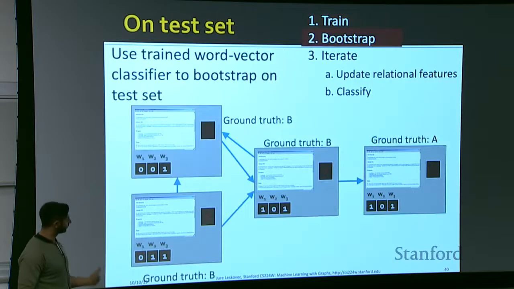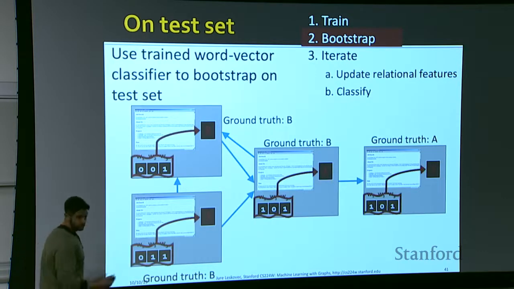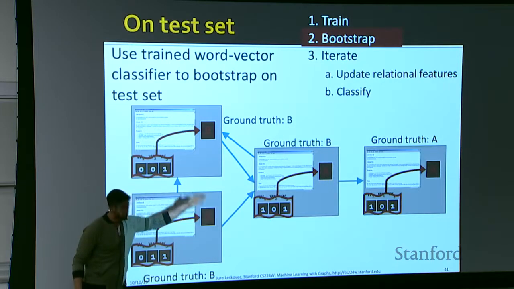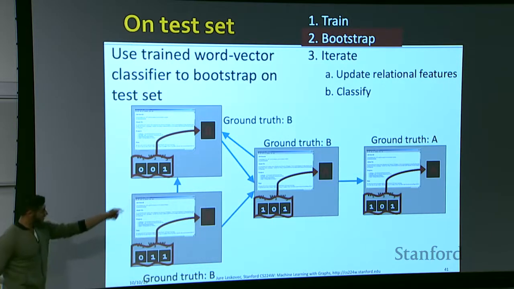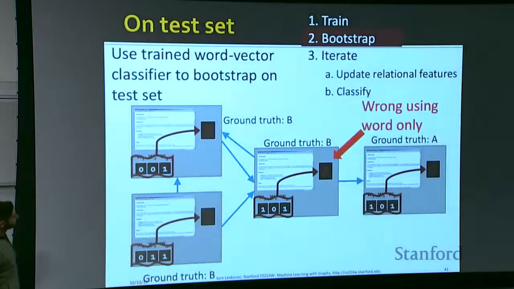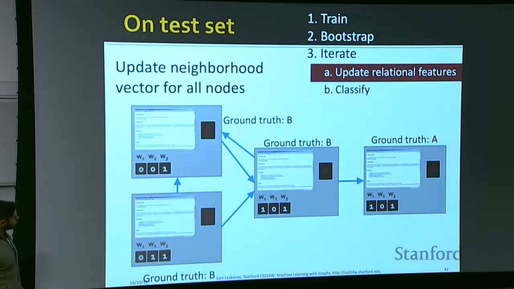Now we do our first step of bootstrapping. So we use our classifier trained on the word vector to do the assignment. It will give us exactly the same label assignment that we had before. So 2 B's on the left and 2 A's on the right. We know that there is a mismatch because the ground truth for this page instead is B. So we know that it's wrong using only the words.